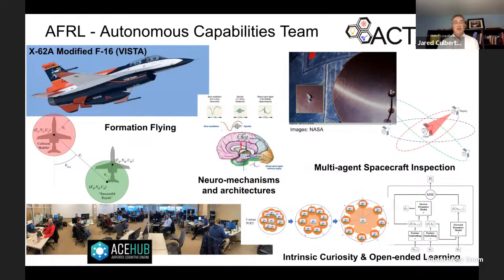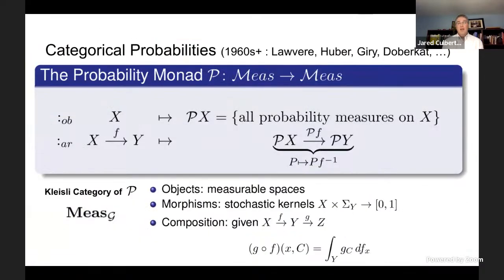When I started at AFRL, it became pretty clear that modeling uncertainties was very important and fundamental in almost everything that we did. Kirk Sturtz, a collaborator of mine, really taught me about this work of Lawvere back in the 1960s, and building on from there, he had a seminar with Huber, and Giry published some of this work in the 80s, I believe. There's been lots of follow-on work. The probability monad has been rediscovered many, many times under different names, but they're all essentially the same.